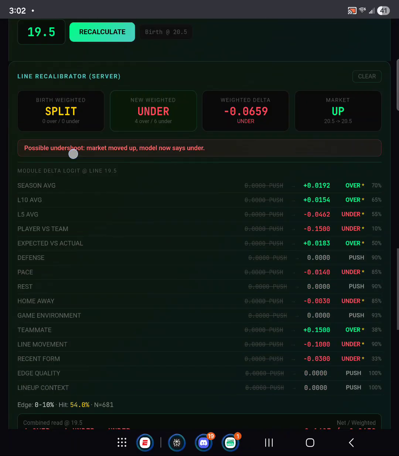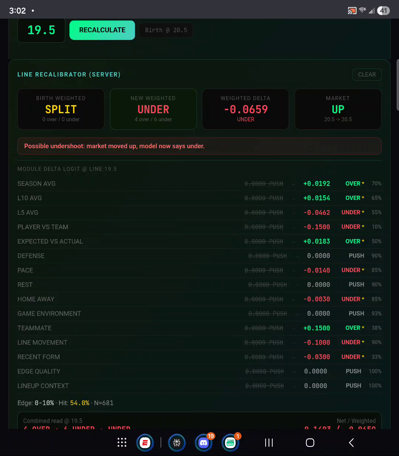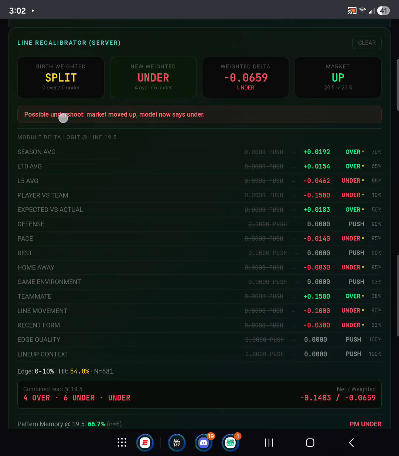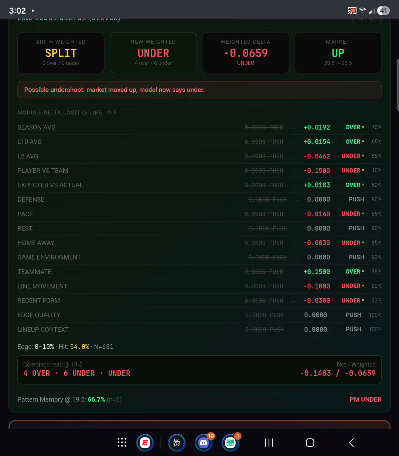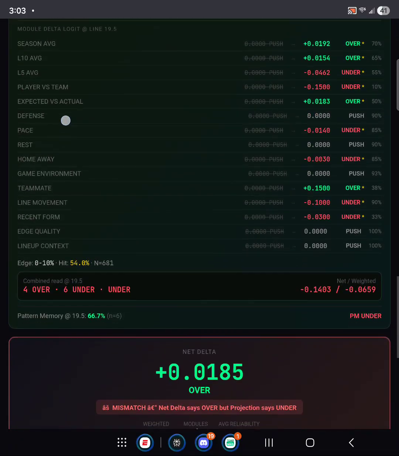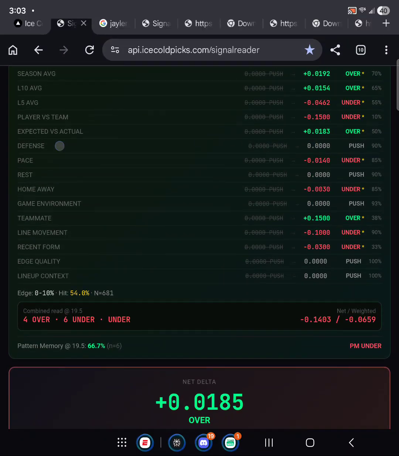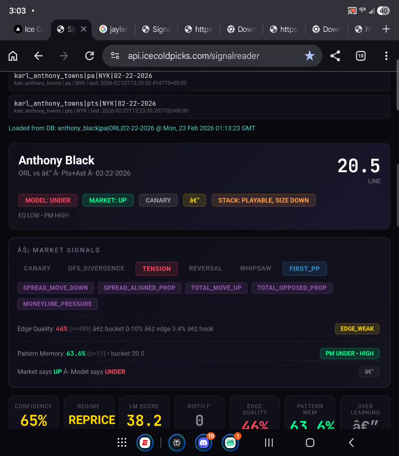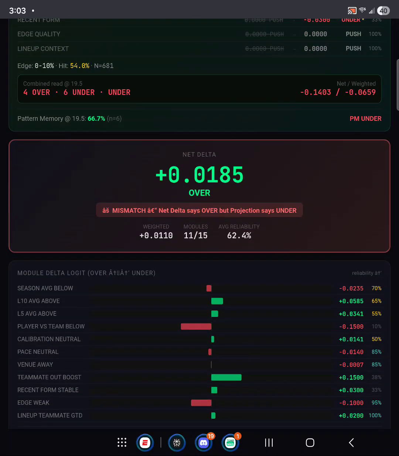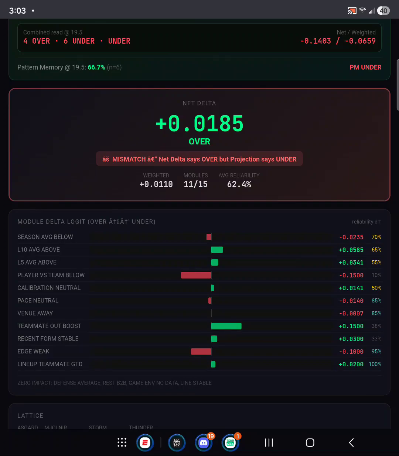That's what I see. I see that, hey, his last 5, his player versus team is low. I see that the pace is low. He scores less. I see that 54% on the edge quality now. That means that, hey, this looks good on the under. The setup looked good. Now, I do see that the net delta, a positive delta, is over. However, like it tells you, it's a mismatch right here. So now you just kind of have to figure out, where do you want to go, over or under?